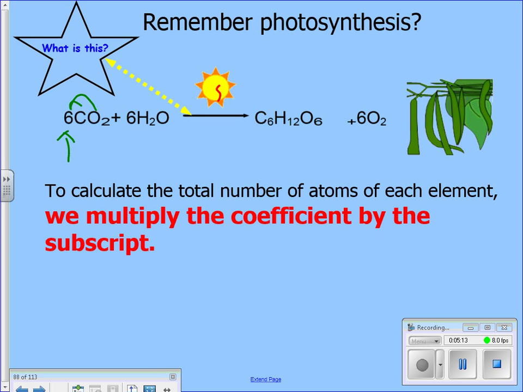6, right? The 6 times, what is this imaginary number after the carbon? 1, right? Same thing here, 1. So 6 times 1 is 6 carbons, okay?